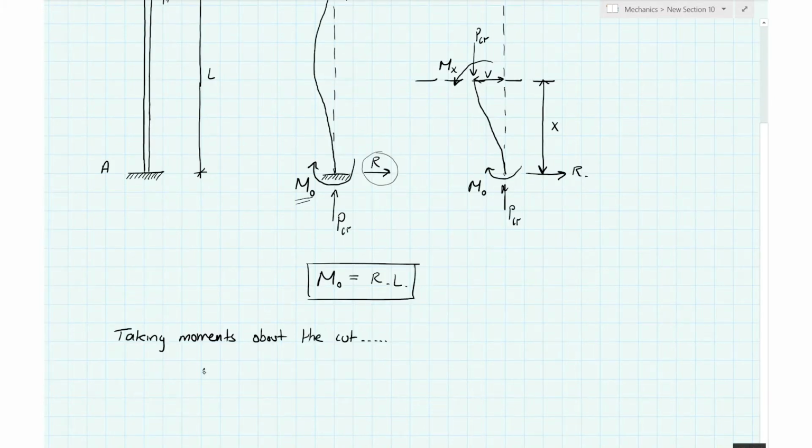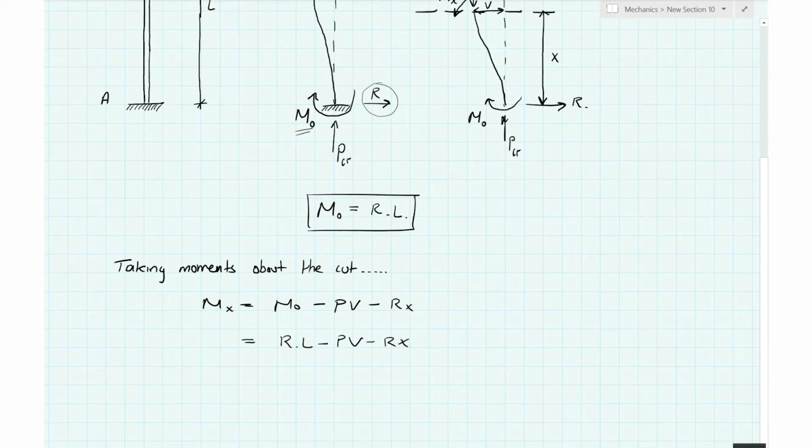we have M(x) would equal M0 minus P times v minus R times x. Now I told you that it would be handy to have an alternative expression for M0, and this is where it comes in. So M(x) is going to equal R times L minus P times v minus R times x. And so simplifying that down, we end up with our expression for M(x), which is minus P times v plus R times (L minus x).